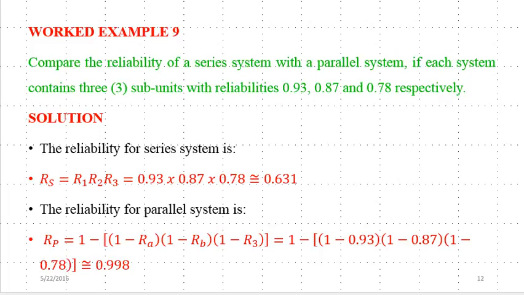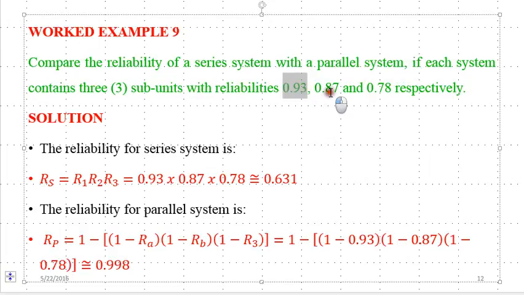Now, having seen this, we go to worked example number 9 that will highlight some of the things we have seen. And the question is saying we should compare the reliability of a series system with a parallel system. And how many units do we have? We have 3 units, and their respective reliabilities are given here: 0.93, 0.87, and 0.78 for the 3 systems. So for the solution, if they're in series, it should be R1 R2 times R3, which gives me 0.639. As I have said, the resultant is always less than the smallest one.